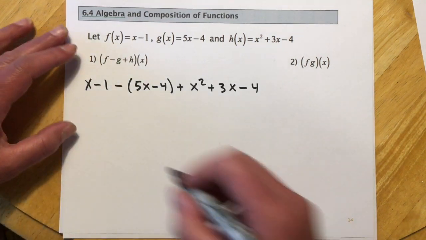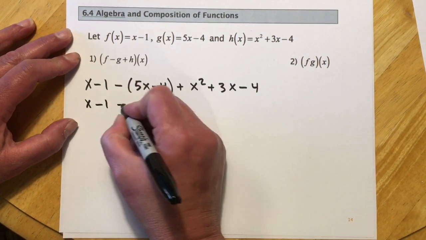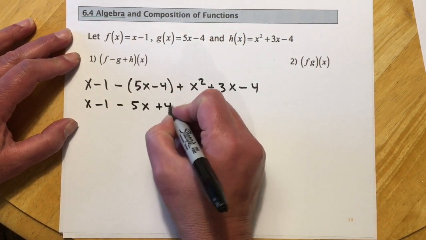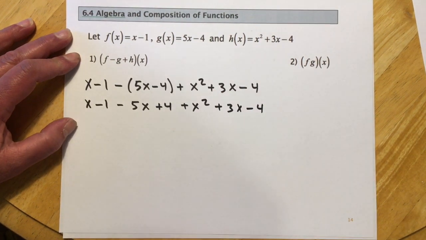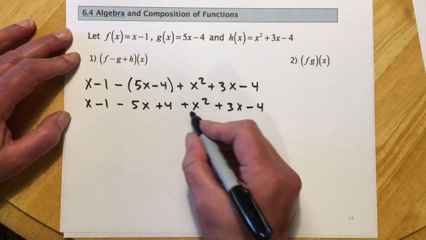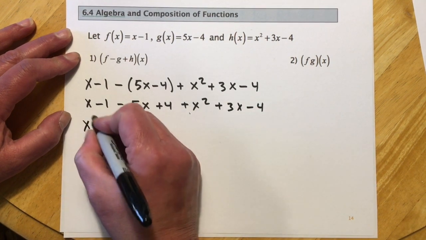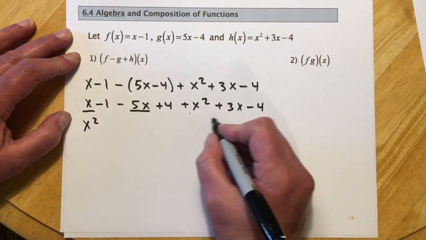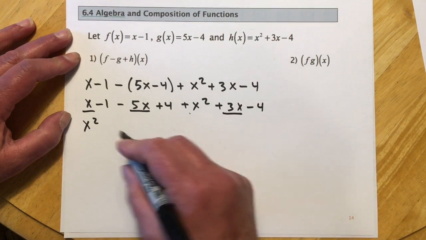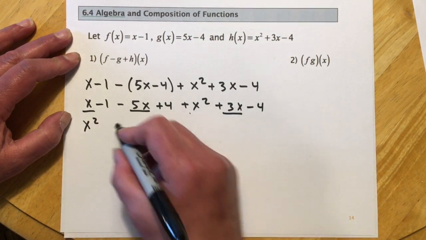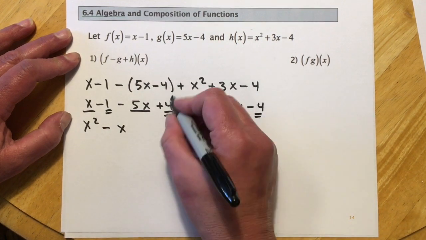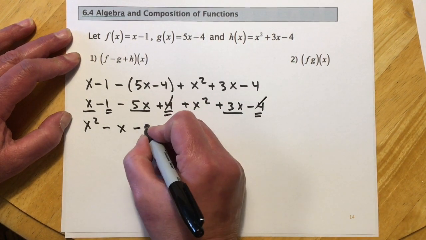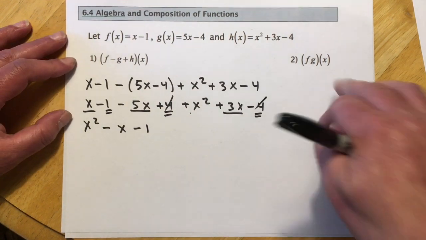And I'm going to go ahead and run that negative through there. And then I'll just combine like terms. So I got x squared, I have an x, a minus 5x, and a plus 3x. So that's 4x minus 5x, a minus x, and then a minus 1, a plus 4, and a minus 4. So those cancel, and minus 1.